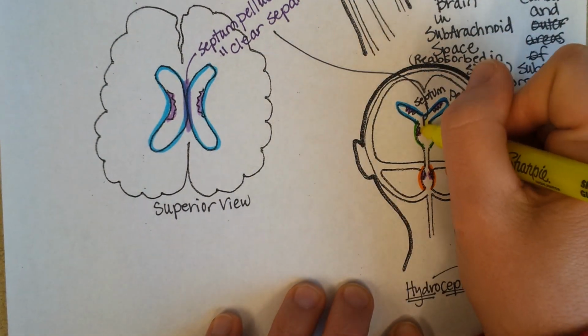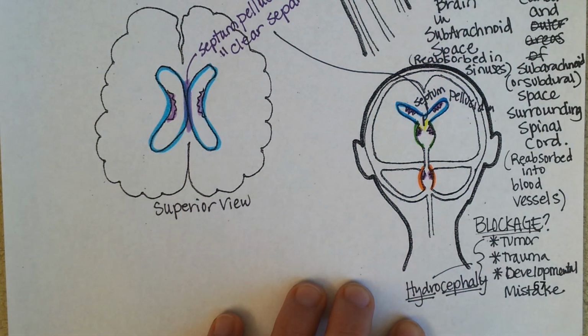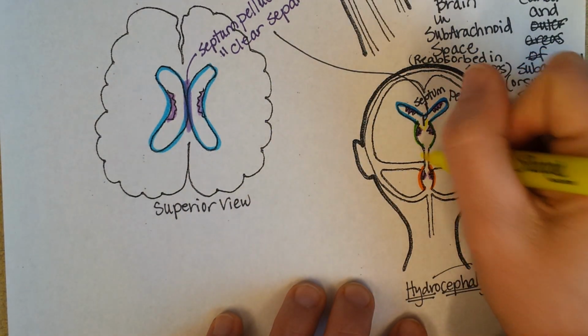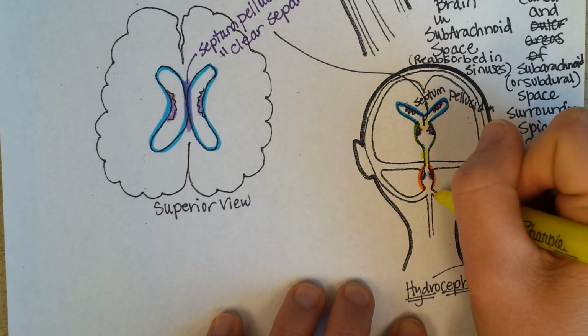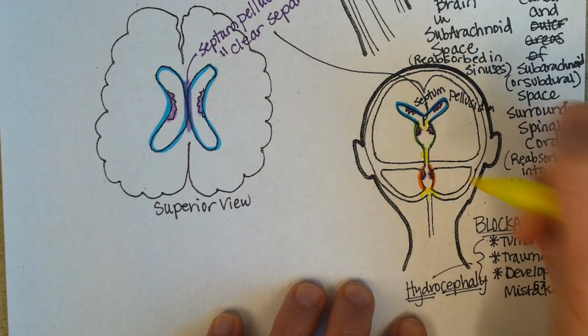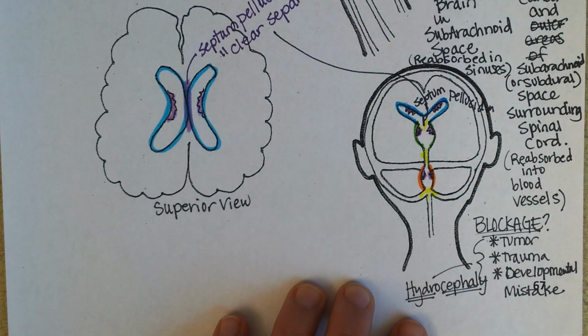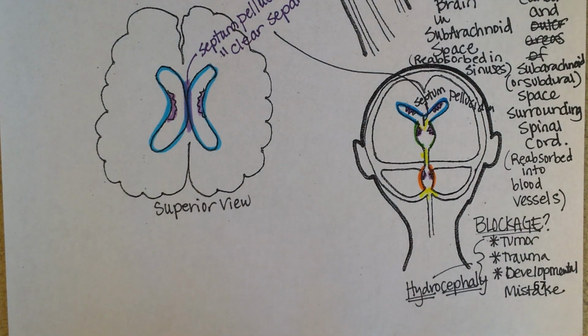So they're the interventricular foramen, and then the cerebral aqueduct, and then the apertures that leave the fourth ventricle. Okay, this view is also good because it gives you your first view of the sinuses.